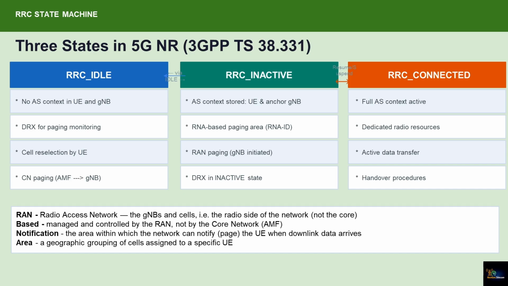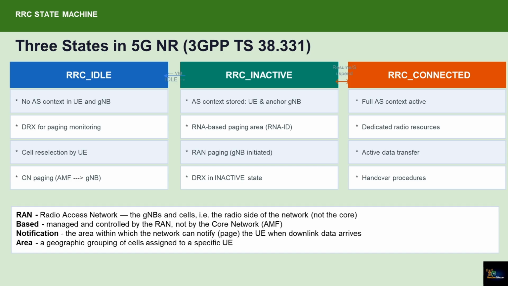So RRC Idle here has no access stratum context in the UE and gNodeB, because access stratum means the conversation strictly between your phone and the local tower, the gNodeB, over the radio waves, and non-access stratum means the conversation directly between your phone and the main core network. So when the UE is in RRC Idle, there is no access stratum context in the gNodeB.